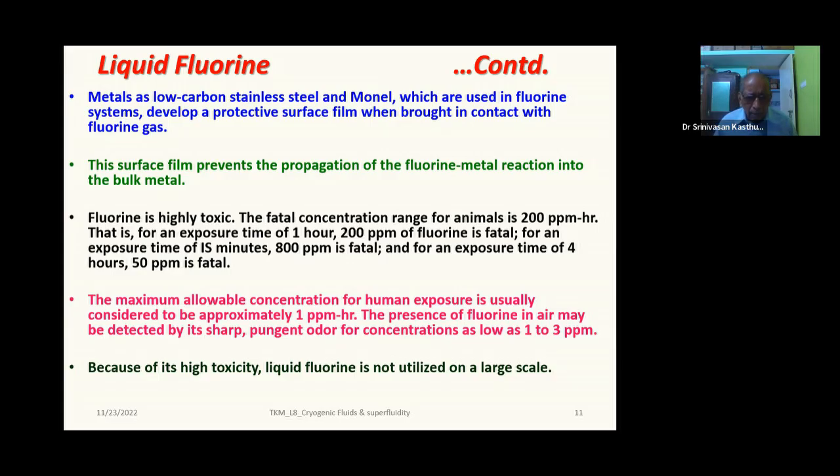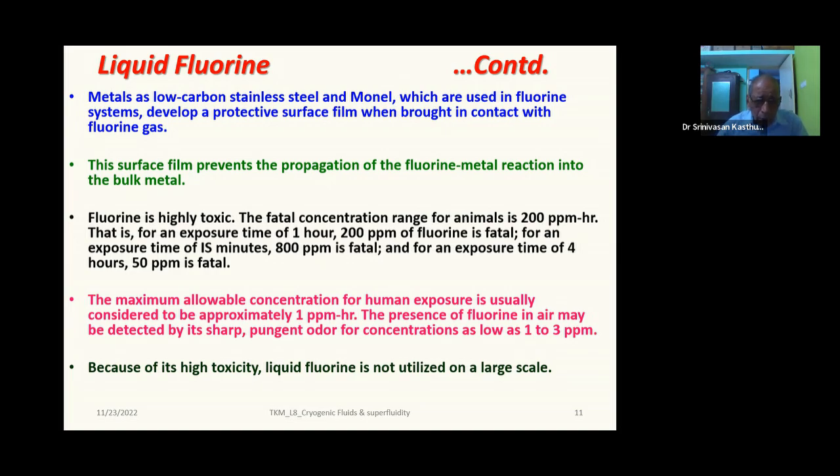Fluorine is very toxic. The fatal concentration for animals is about 200 parts per million in 1 hour. That is, for an exposure time of 1 hour, 200 ppm of fluorine is fatal. For extreme exposure, for an exposure time of, I think it's 15 minutes, it's not clearly written, it is 15 minutes, 800 ppm is fatal. For an exposure time of 4 hours, 50 ppm also is fatal. So fluorine is pretty toxic.